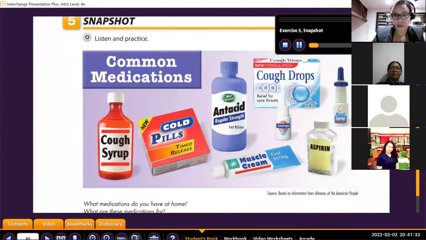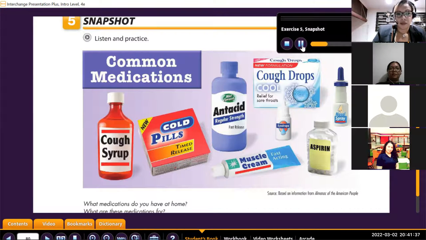Page 80, Exercise 5, Snapshot. Common medications. Listen and practice. Cough syrup. Cold pills. Antacid. Muscle cream. Cough drops. Eye drops. Aspirin. Nasal spray.